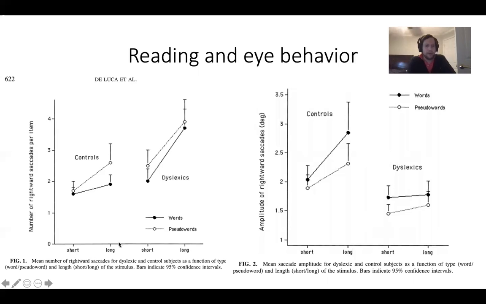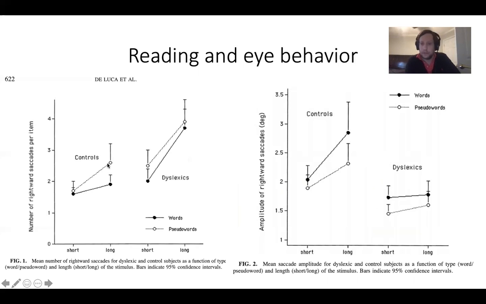So here's the number of saccades for controls compared to individuals with dyslexia. And the number of rightward saccades, you can see, these are forward saccades. You would presumably get similar data if you're counting the number of backward or regressive saccades as well. And in general, people with dyslexia made more forward eye movements, more forward saccades in this study, consistent with what I told you on the last slide. That was particularly true for words that were long.